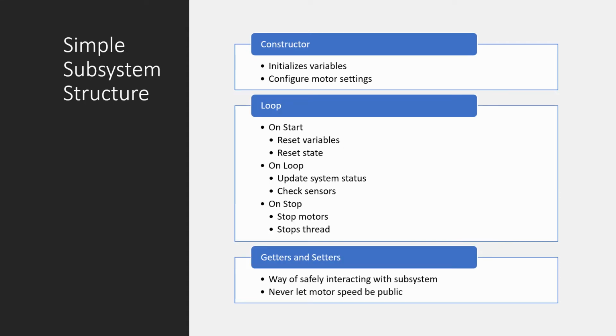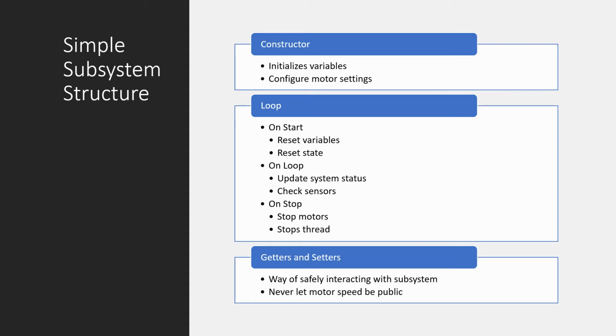Now, the layouts for the simple subsystem structure and the state machine subsystem structure both have the same base things that they have in common. The first thing is they have a constructor. This is where we initialize the variables used in the subsystem, like the motors and the sensors, as well as configure the motor settings. So if you're using a Falcon or a Talon motor controller, they have a lot of settings that you would have to put into them, and this is where you would do that.